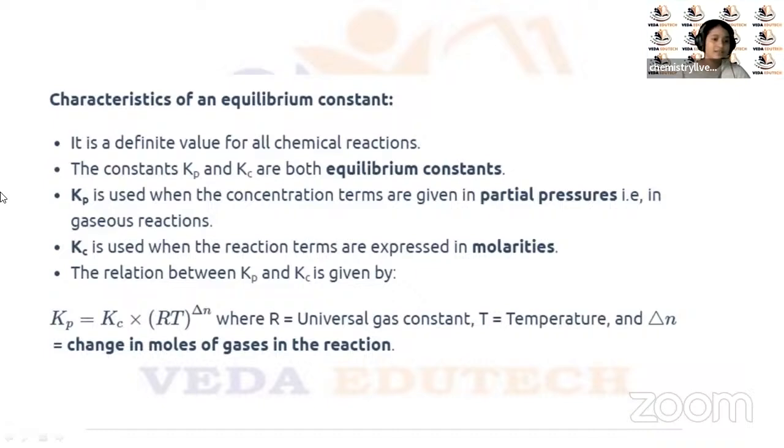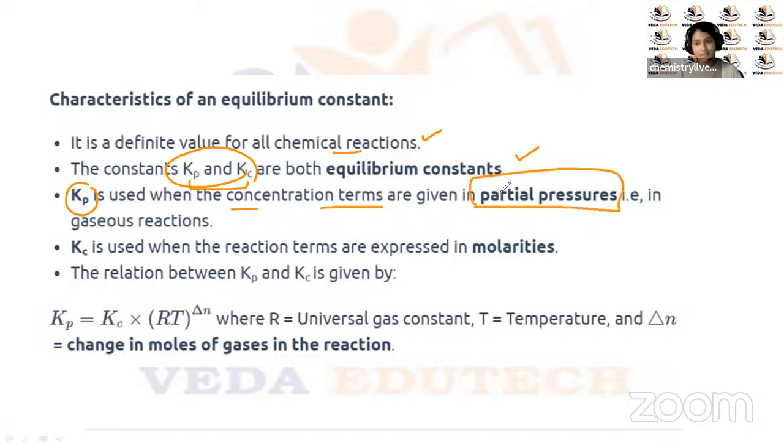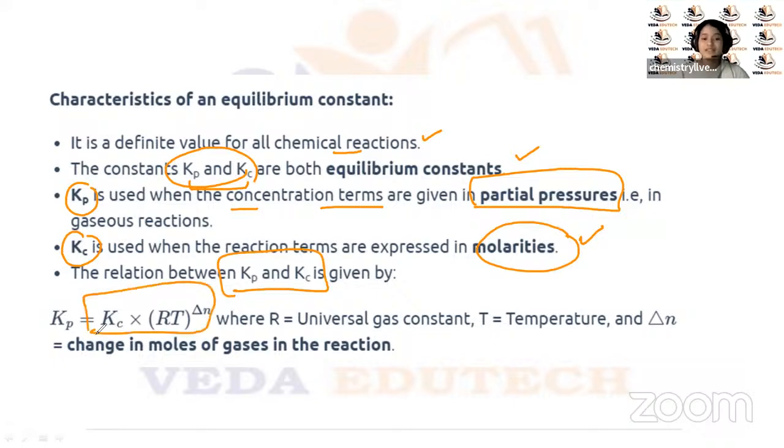There is something here. We'll see what is given here. It is a definite value for all chemical reactions. It is about the equilibrium constant. Both Kp and Kc are equilibrium constants. We all know that. When do we use Kp? When the concentration terms are given in partial pressure. That is for most gaseous reactions. Instead of using Kc, we use Kp. When they are expressed in molarities, then we use Kc. And if you want to see the relationship, this is given as a relationship.